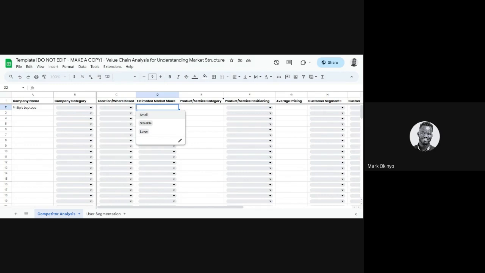Estimated market share can be small, sizable, or large. And here, feel free to also, if you have the exact figures, feel free to edit this and put your own. But usually, those three buckets can also help you focus on who you actually need to take care of. So, for example, somebody might have small market share in the beginning, but maybe they are not a small company. They have a huge backing.